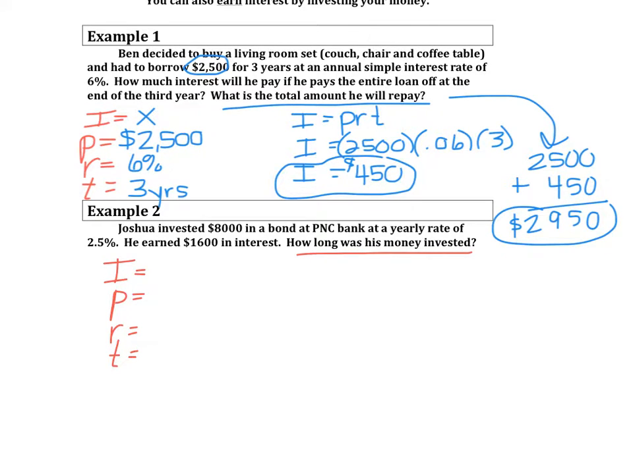So, first number I come across is $8,000. That's how much he started with. He invested, meaning he put this money in a bank. The yearly rate was 2.5%. And the interest he earned over that time was $1,600. That means we're missing the time.